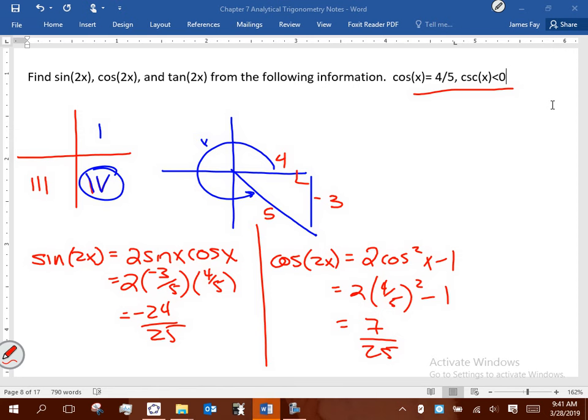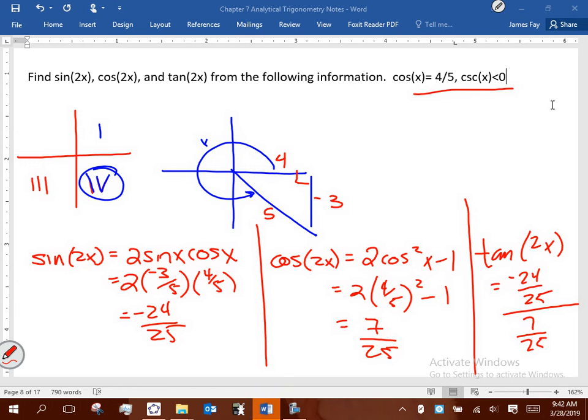Now when I do sine divided by cosine, so tangent of 2x, I'm just going to write sine over cosine, so it would be negative 24/25 divided by 7/25. What am I going to get? Negative 24/7. So there's my tangent 2x. Now, let's talk about how that all pans out in a picture.